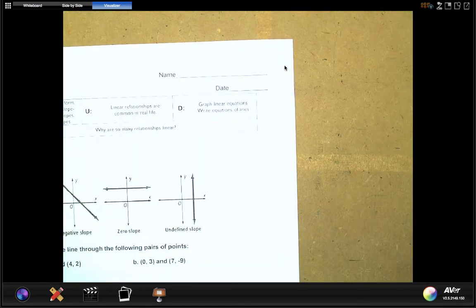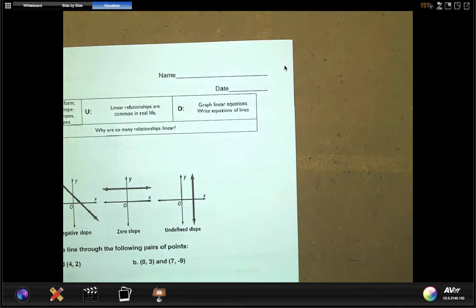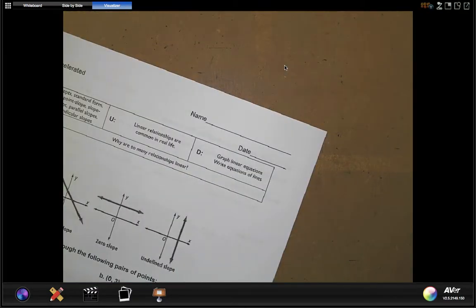All right, we are talking about slope and equations of lines, basically, here. The first thing we want to discuss is slope. Slope is just the rate of change between two quantities. You should have seen this before.